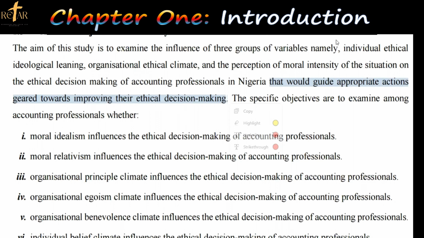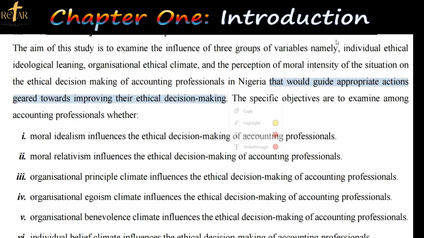From your statement of the problem. Please take note of that. Because by the time you present an objective that has no relationship with even the problem that you have stated, you will see your defense panel will cancel your work and all of that. So please take note of that.